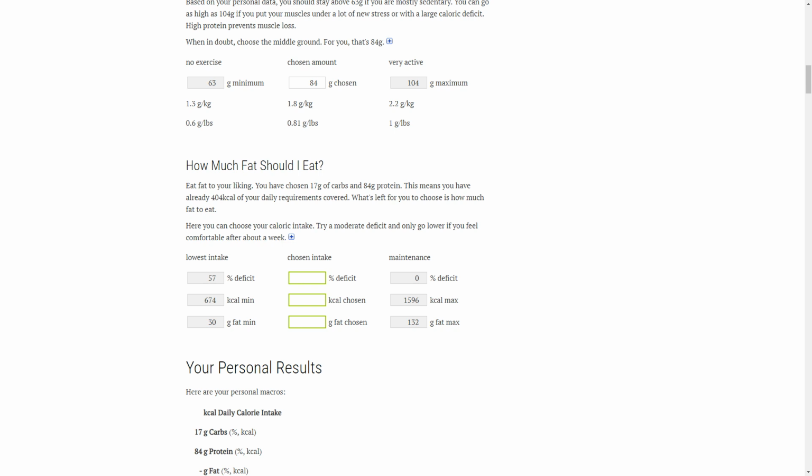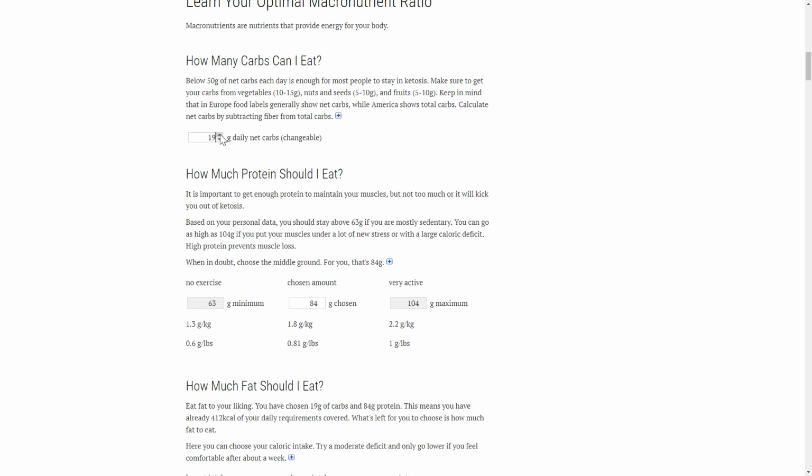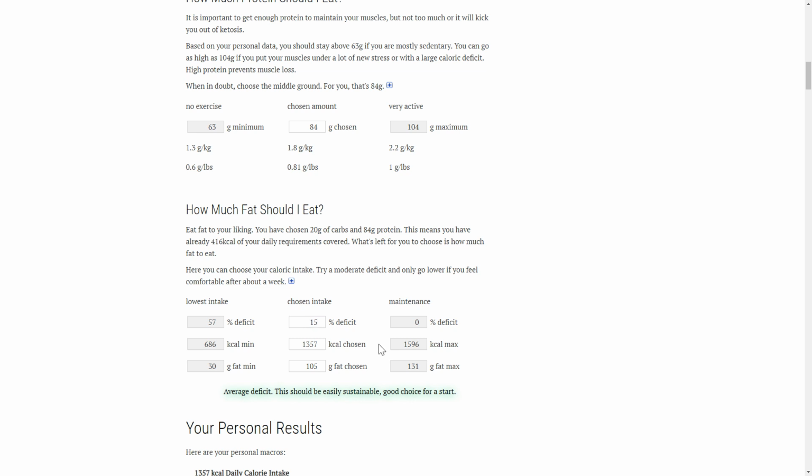So how much fat should you eat? All that said, eat fat to your liking. We've got, well, I don't know why that changed, there we go, 20. So we have 20 grams of carbs, 84 grams of protein. So that covers 416 calories. So I recommend no greater than a 15% deficit. So if your total calories that you're supposed to get a day is 2,000, 15% lower than that is the lowest you should possibly ever get.